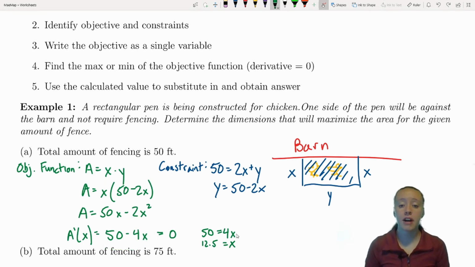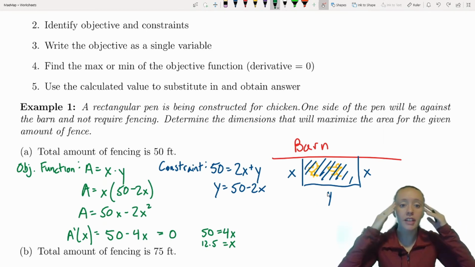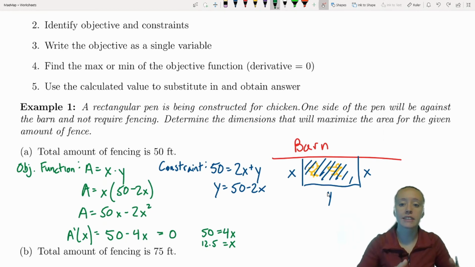Now, 12.5 feet for x isn't my final solution because I want to determine the dimensions. So now I'm going to use the value I just calculated, 12.5 for x, in order to obtain my answer. I know that the two parallel sides of my fence are 12.5 feet, but I don't know what y is. But remember, we have that area formula, but we don't exactly know what the area is, we just know that it's maximized.